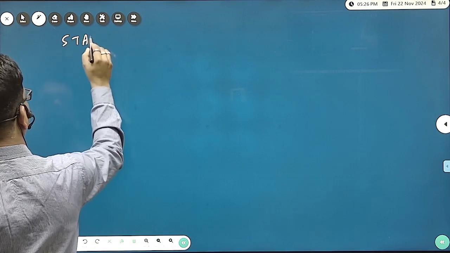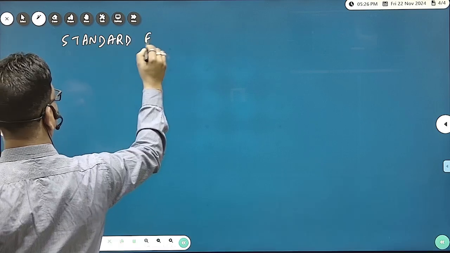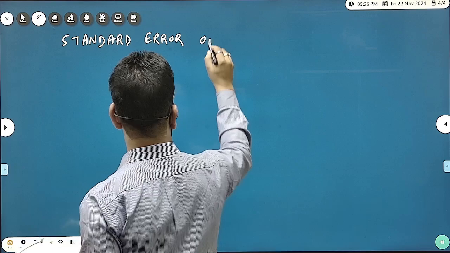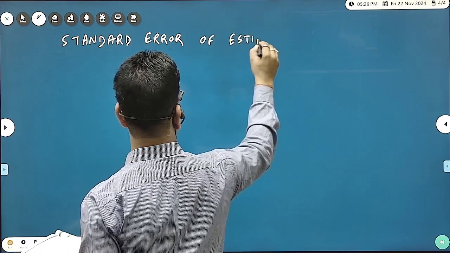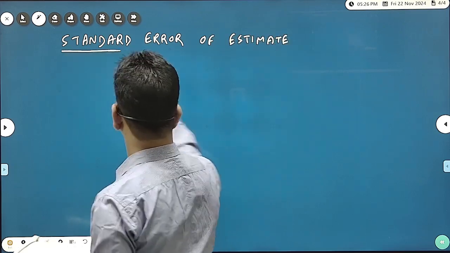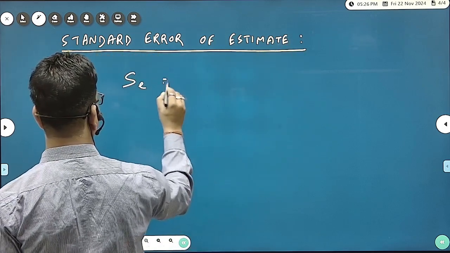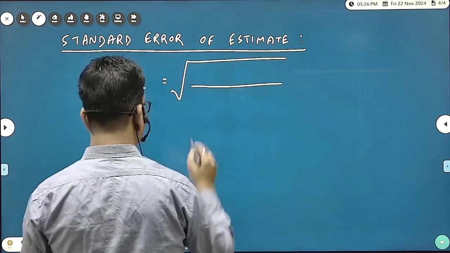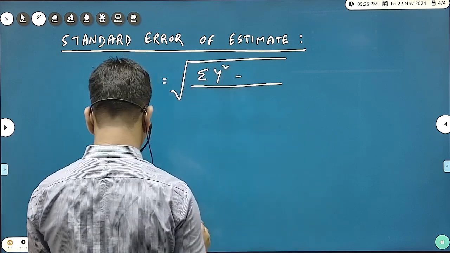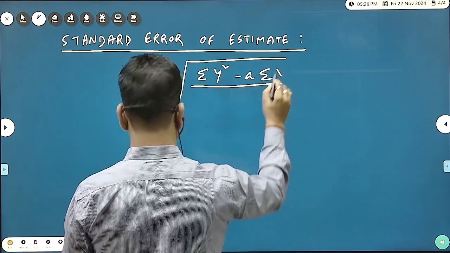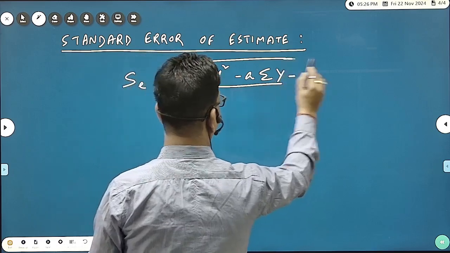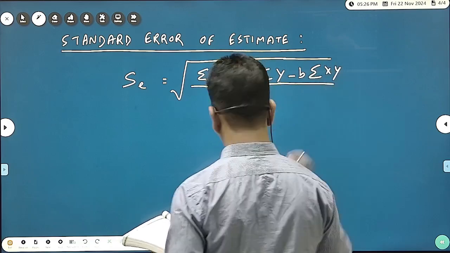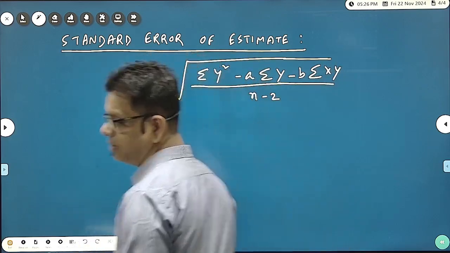Standard error of estimate. I'll also say when it is to be used. This is called standard error of estimate, denoted by SE. It is just the square root of, because the terms are known, when I write the formula you will see these terms are already known to you: summation of y square minus a summation of y minus b summation of xy, divided by n minus 2.